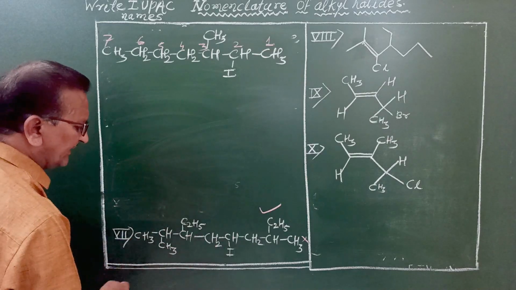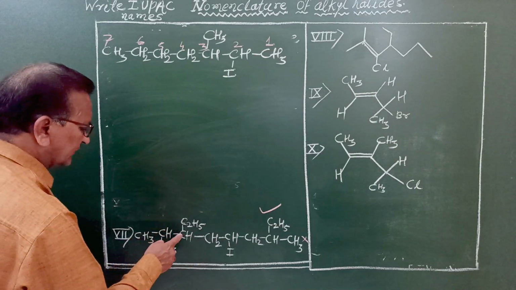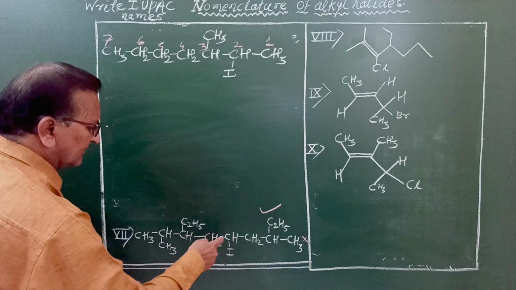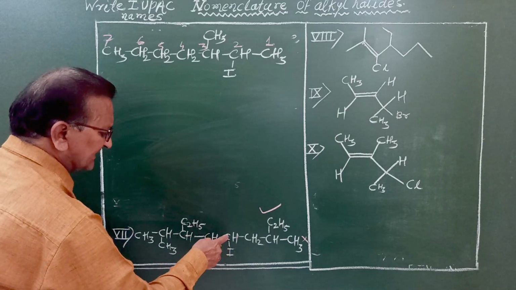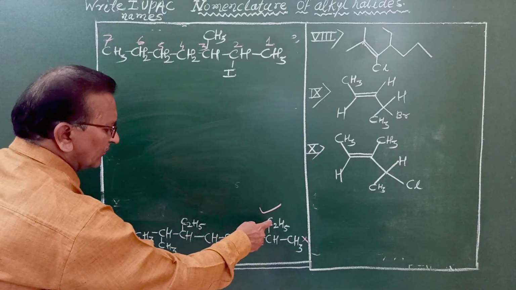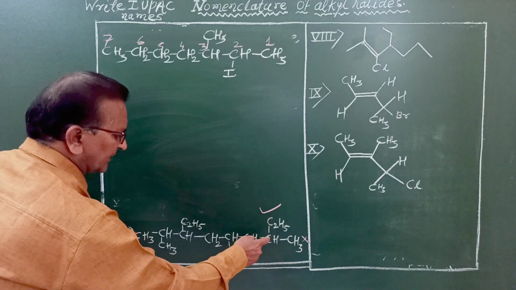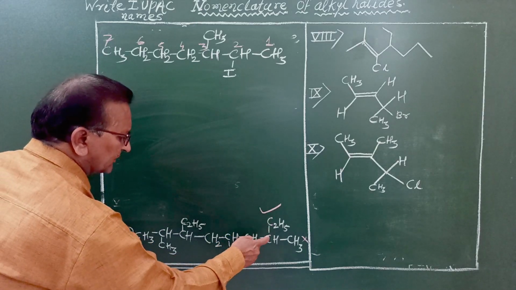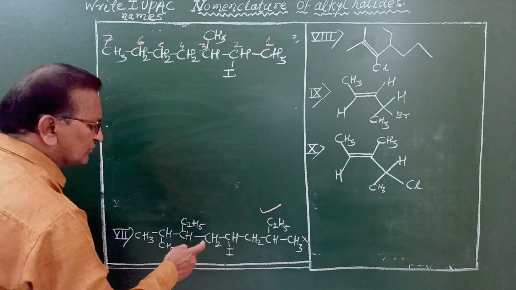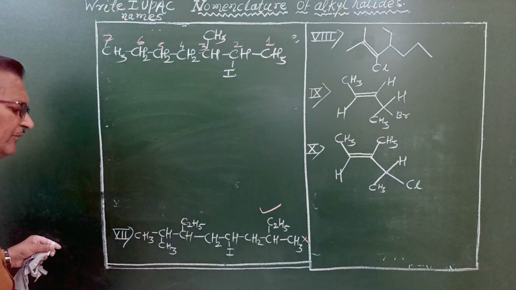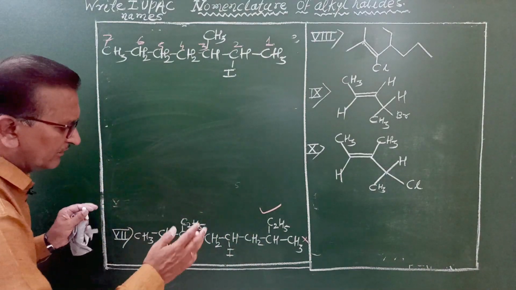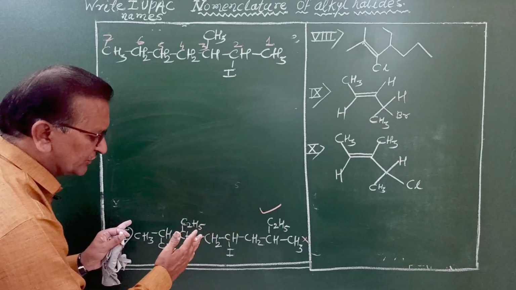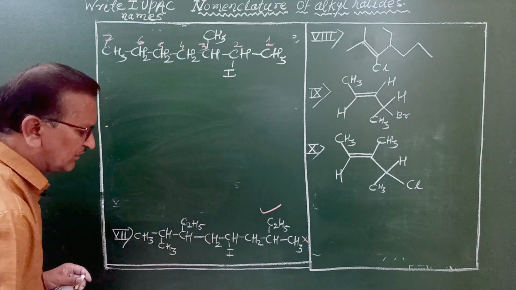Now let us see the position of the halogen atom. 1, 2, 3, 4, 5 from this end. The iodine atom appears at carbon number 5. What about from this end? 1, 2, 3, 1, 2, 3, 4, 5. Again from this end also, the iodine atom appears at carbon number 5. Therefore, in this example, the position of iodine is equidistant from both ends.